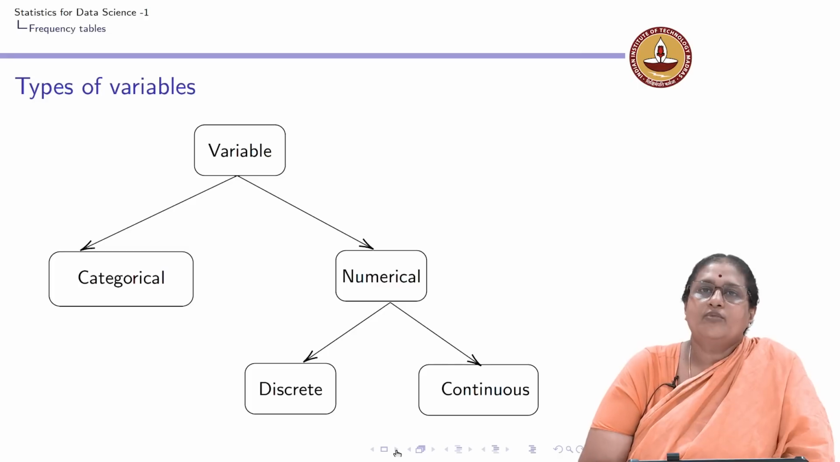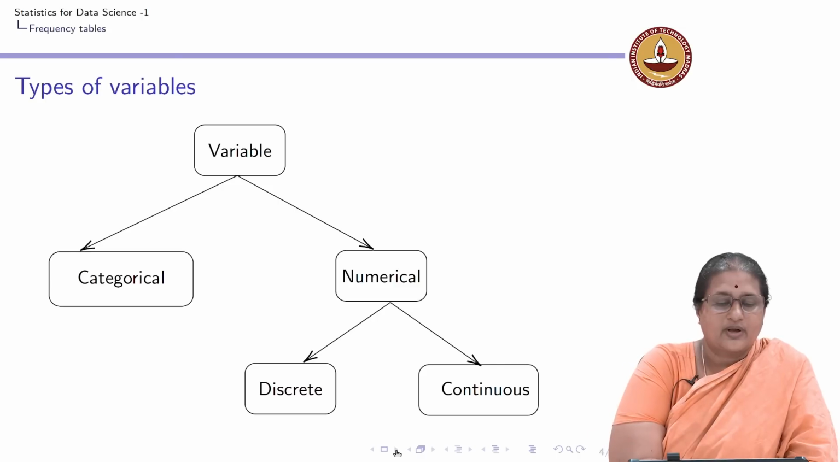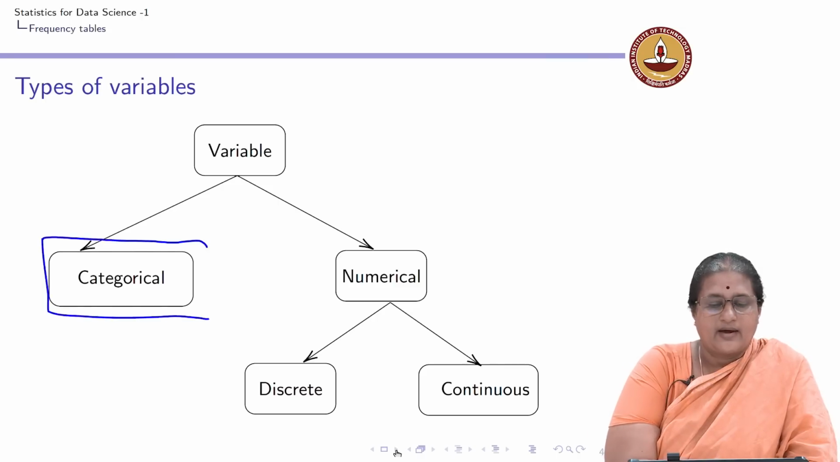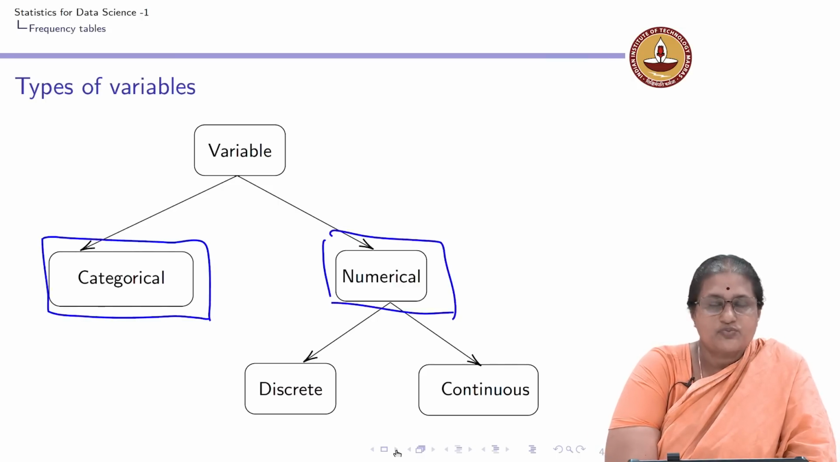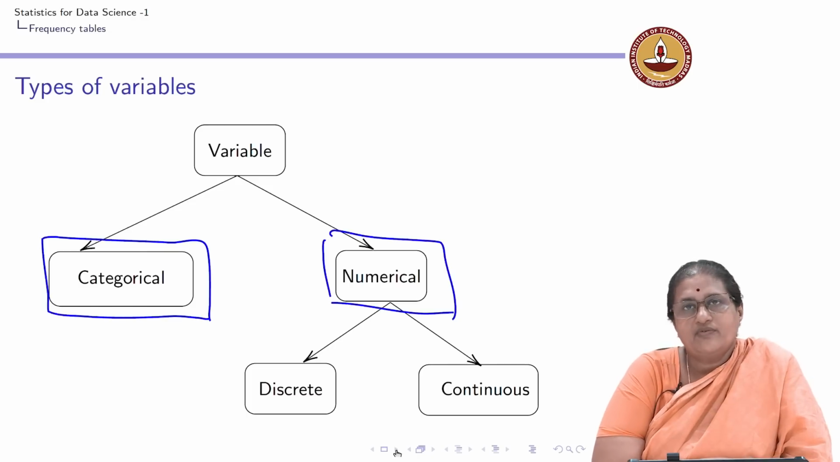Recall, when we talk about variables, we broadly classified variables into a categorical variable and a numerical variable. We have understood this portion. In the last module, we understood how to describe categorical data. So now we are going to focus on how we describe or summarize numerical data. Again, when we look at numerical data, they can be broadly classified into discrete and continuous.